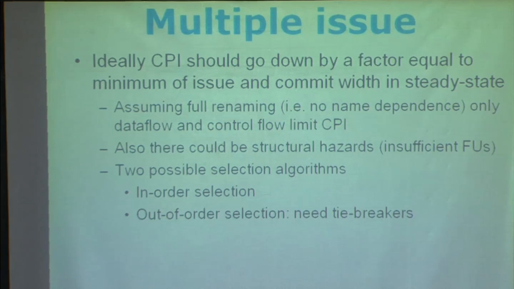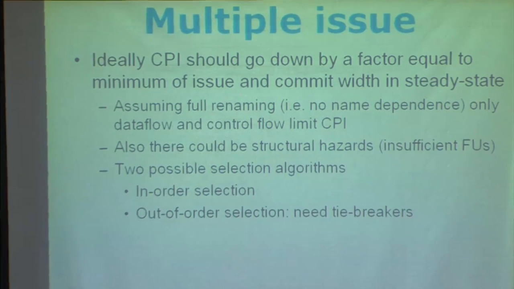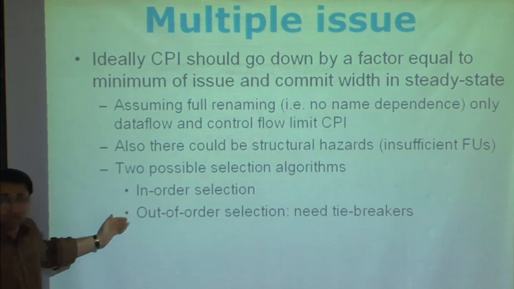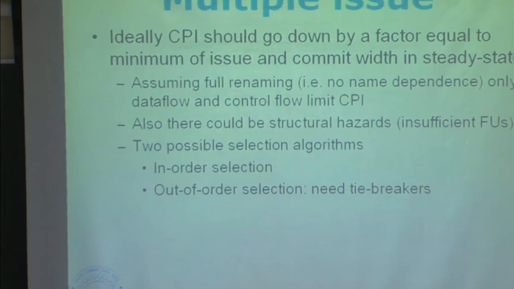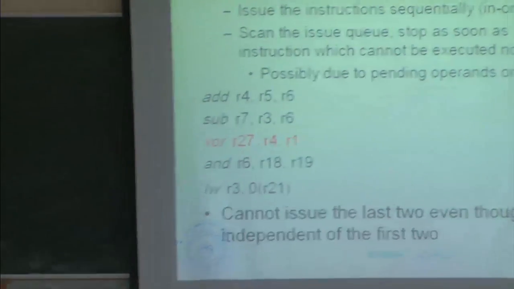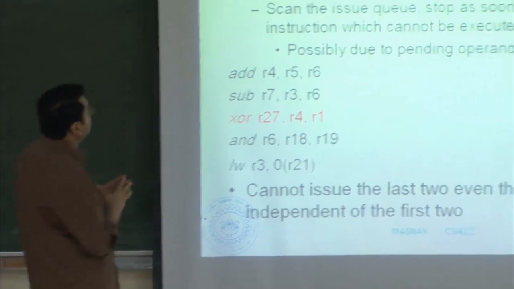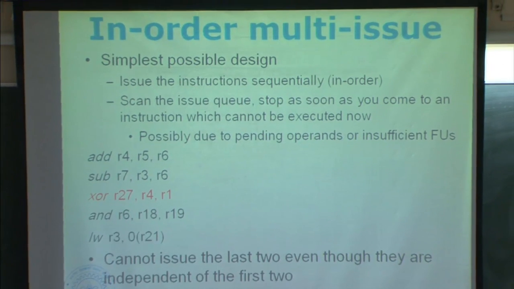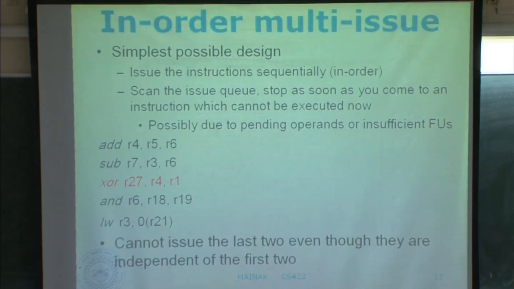Also, there could be structural hazards, that is, insufficient functional units. And there are two possible selection algorithms, in-order selection and out-of-order selection. This one we have already discussed. Let's take a look at what in-order selection really is. This is the simplest possible design of a superscalar processor. By the way, the term superscalar really means that you are executing multiple instructions in a cycle. That's what it really means.